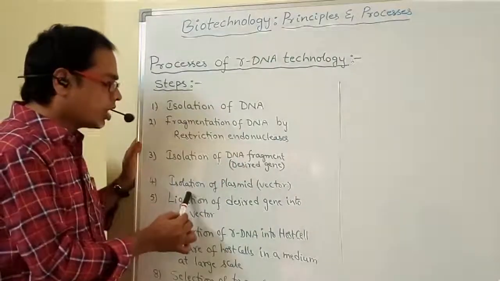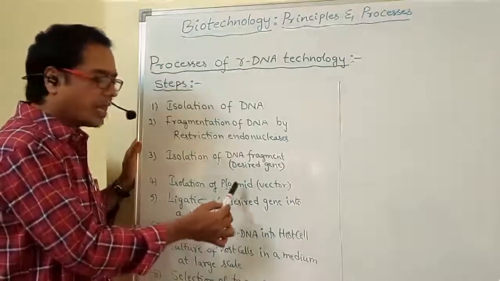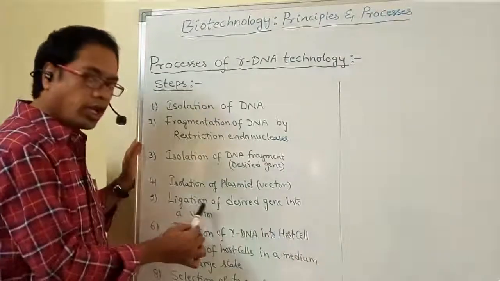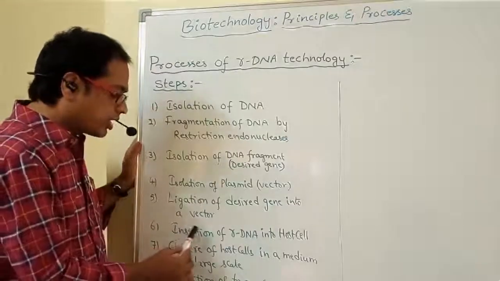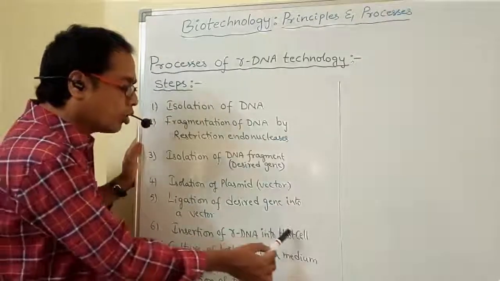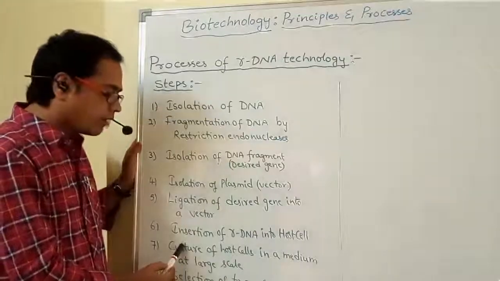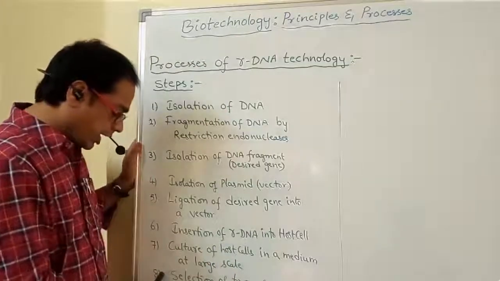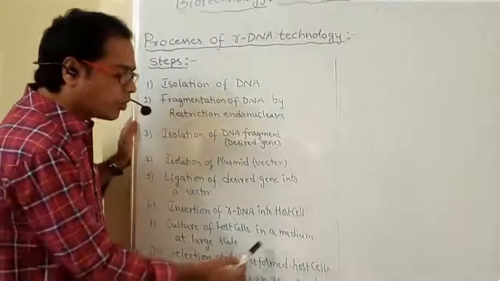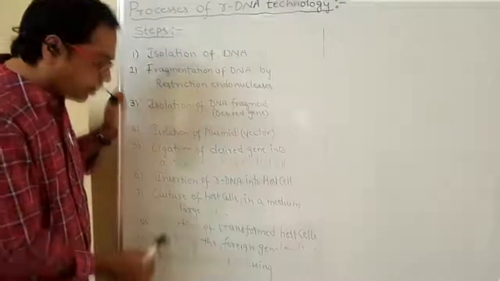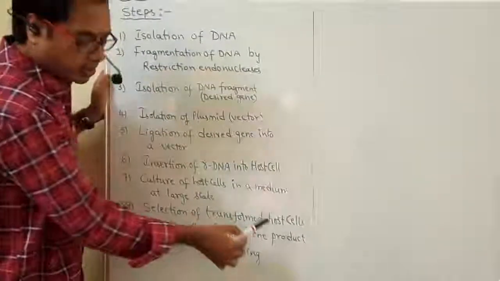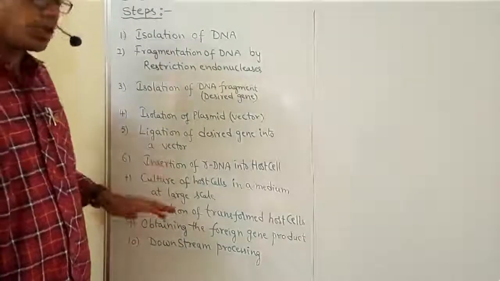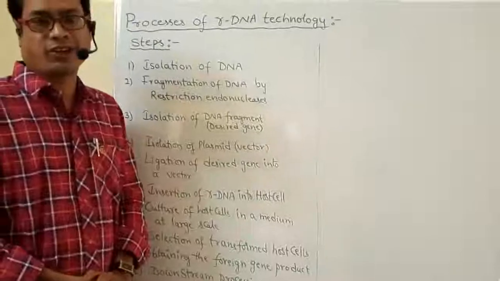Next, fourth step, isolation of plasmid. Plasmid acts as a vector. Ligation of the desired gene into a vector. Insertion of rDNA into host cell. Culture of host cells in a medium at large scale. Eighth step, selection of transformed host cells. Next, obtaining the foreign gene product. Last step, downstream processing. These are the steps involved in rDNA technology.